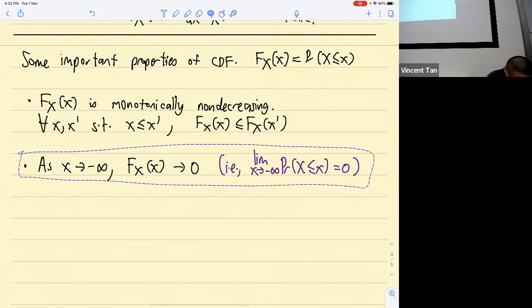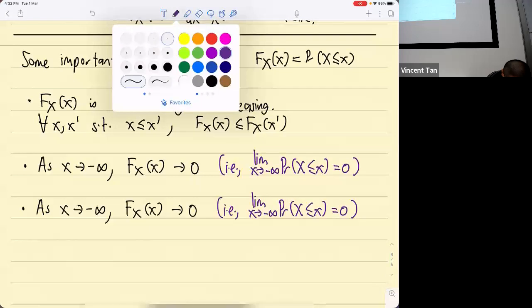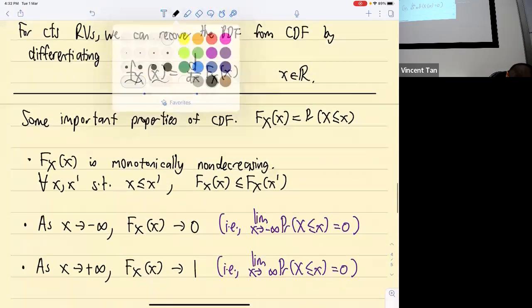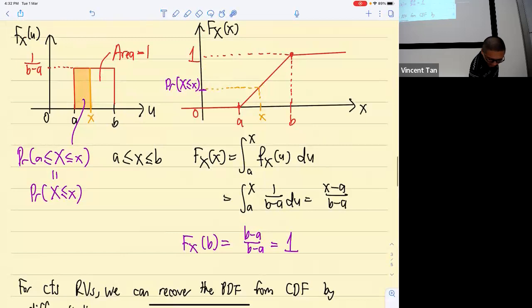Now, conversely, if I take x to go off to plus infinity, what do you think F_X goes towards? 1. Perfect. Thank you very much. As I make x go off to plus infinity, I pick up everybody. I pick up all the probability mass I can pick up, all the things on the left-hand side. So I have to have probability equal to 1. Understand?